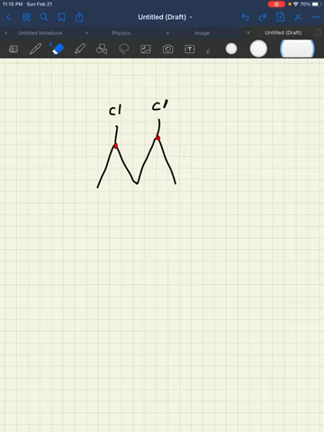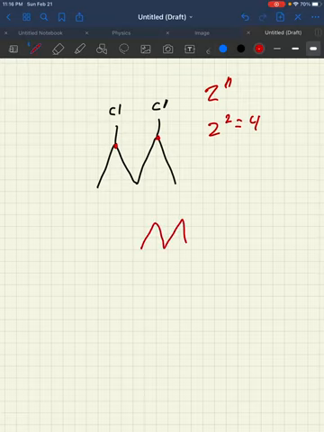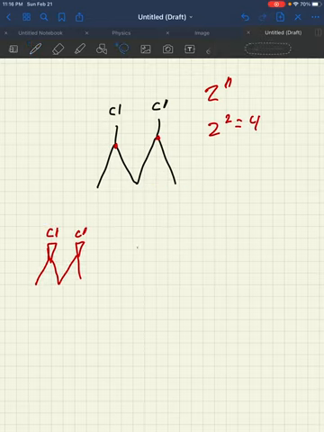So what is the meso compound? Well, let's do our little formula real quick. 2^n, which is 2 to the second, which will give us 4 stereoisomers. And let's draw these 4 stereoisomers out. I'm going to draw them out in red. Like last video, how I told you to draw these out, start them both off in your favorite, either all wedges or all dashes, and then just change one thing each time.